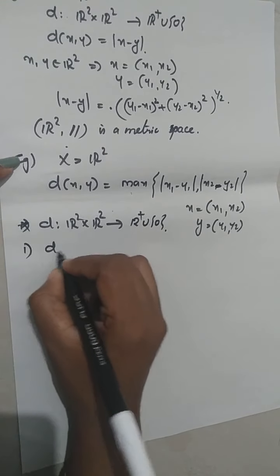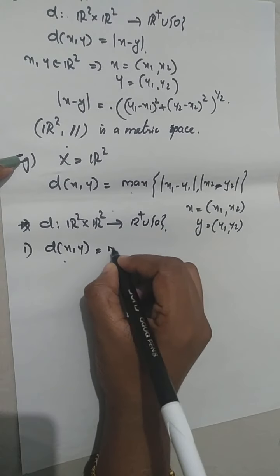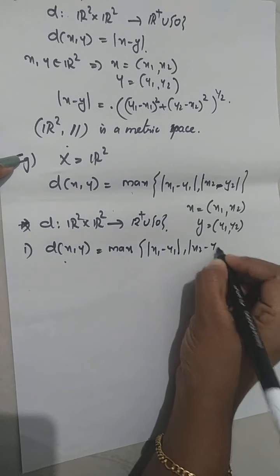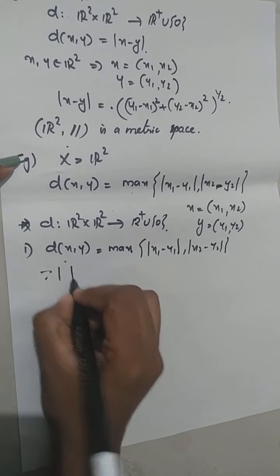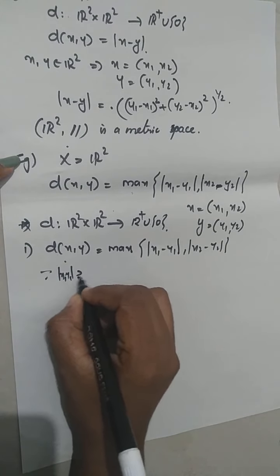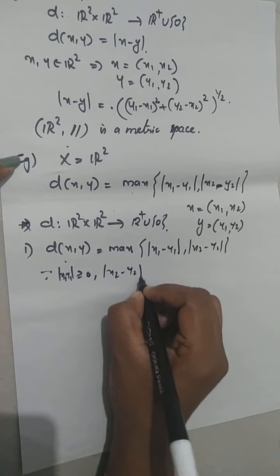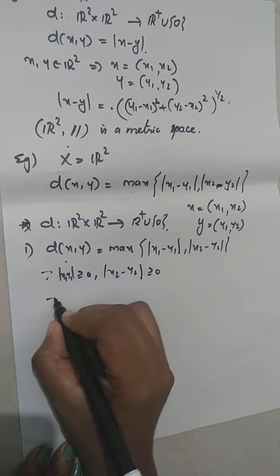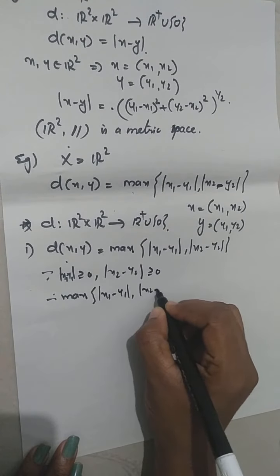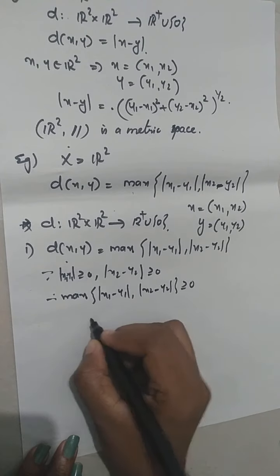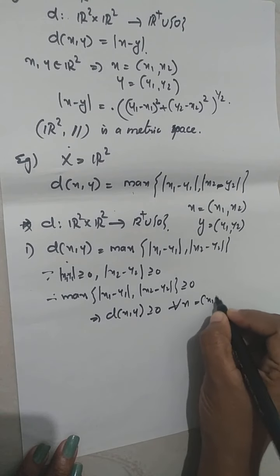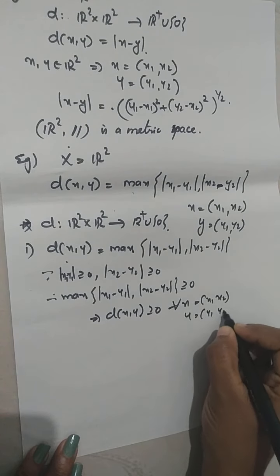First one, consider d of xy. What is d of xy? By definition, the maximum of modulus of x1 minus y1, comma, modulus of x2 minus y2. Since the modulus of a number is always positive, modulus of x1 minus y1 is positive and modulus of x2 minus y2 is always positive, therefore their maximum is positive. This implies d of xy should be positive for every x equal to (x1, x2), y equal to (y1, y2) belonging to R2.